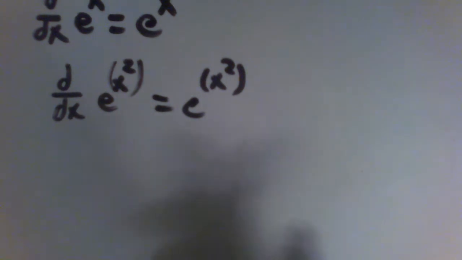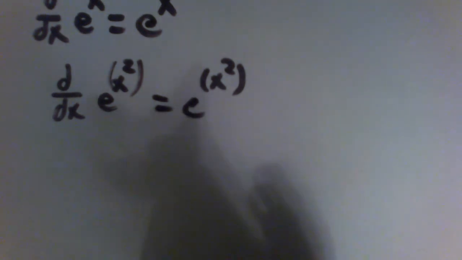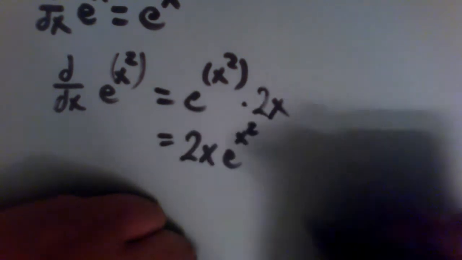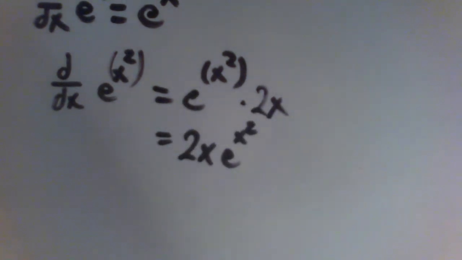And inside is defined as inside the parentheses. That's what the derivative of the inside means, the derivative of what's inside the parentheses. So the derivative of x squared, that's 2x, right? So if I say what's the derivative of this, it would be 2x e to the x squared, right?